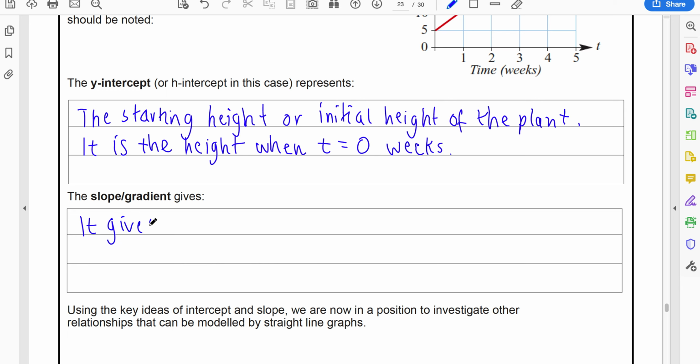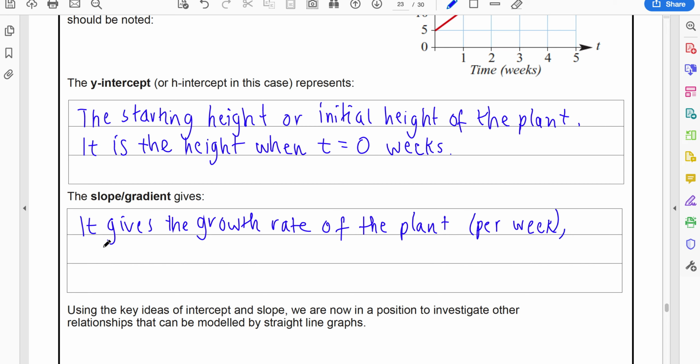So we can say it gives the growth rate of the plant, and just more specifically, that's per week. And we can say what it is, which is 6 centimetres per week. Oh, and I could say it up here as well, is the height when t equals 0 weeks, and add that information in. That was 5 centimetres.